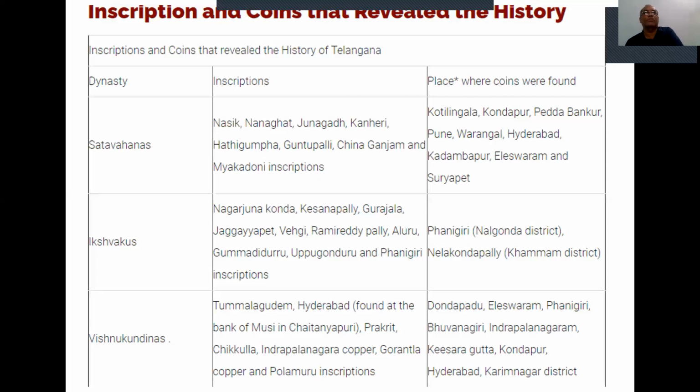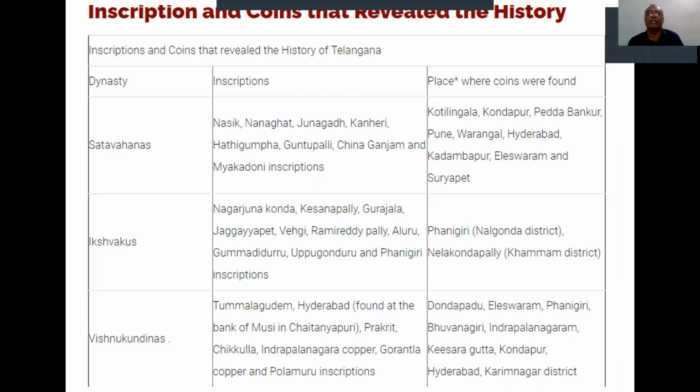So inscriptions help us to study the social, cultural and political history, while the coins available for that period over vast stretches of region help us to construct the economic history of this particular region.